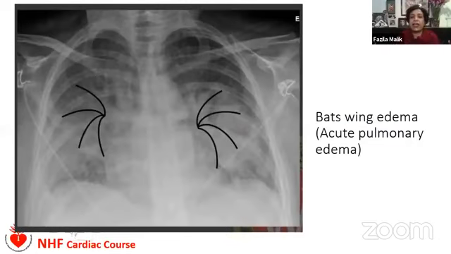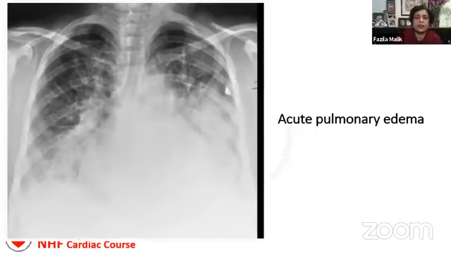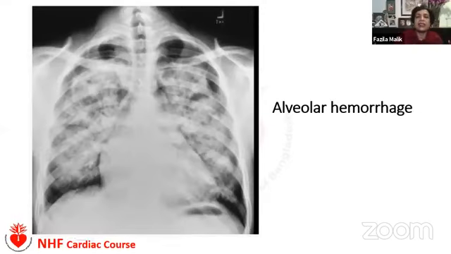Stage 3 is frank alveolar edema. The fluid is already in the lung alveoli. And how does this look? It looks like a bat's wing appearance. Like the wings of a bat, there are perihilar opacities, and this indicates that there is fluid in the alveoli, and the hila, as you can see, are very enlarged, very hazy, and you can't really make out the vascular markings of the hilum. This is another example of the bat wing appearance, acute pulmonary edema, and there is cardiomegaly, there is bat wing appearance. And this is alveolar hemorrhage.